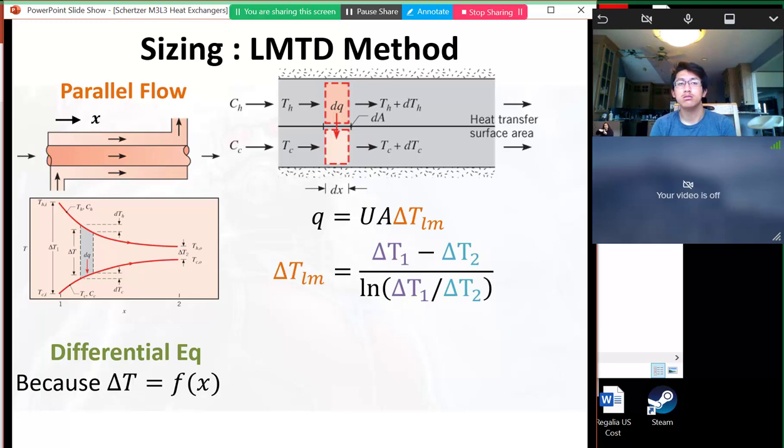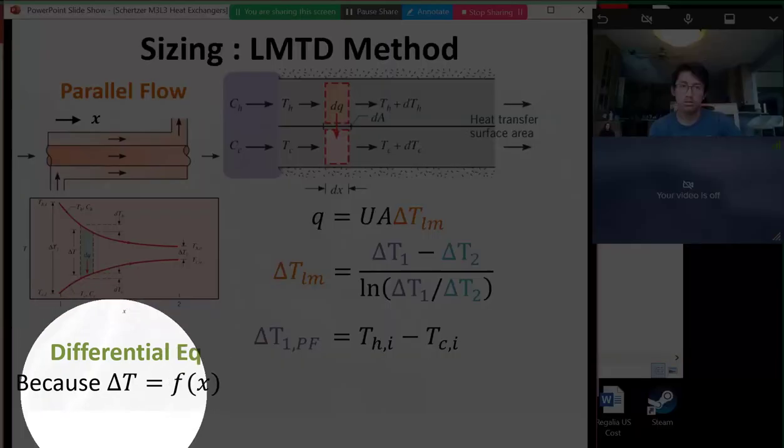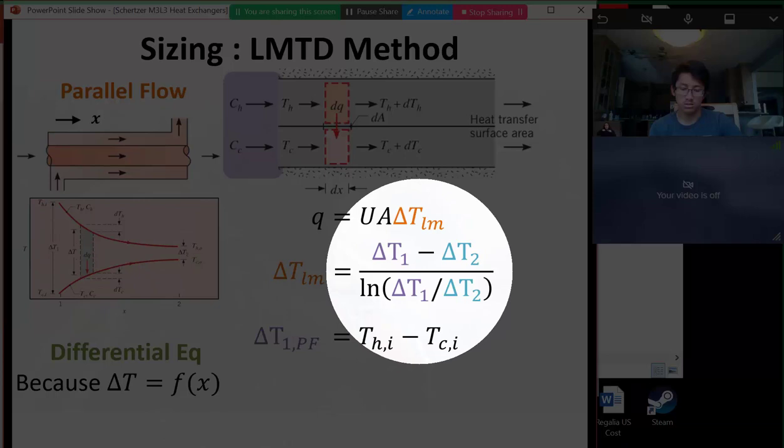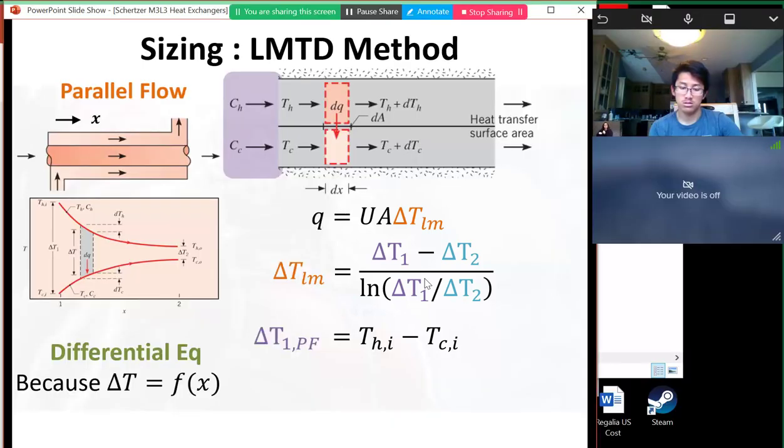So the log mean temperature difference is going to be delta T1 minus delta T2 divided by the natural log of delta T1 divided by delta T2. Now, the tricky thing here, I present it this way because then this will work for parallel flow and counterflow heat exchangers. The form of the equation is the same, but the way we define delta T1 and delta T2 is a little bit different depending on the geometry of our heat exchanger.